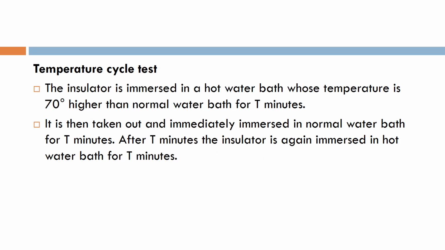Temperature cycle test. The insulator is immersed in a hot water bath whose temperature is 70 degrees Celsius, higher than the normal water bath, for 3 minutes. It is then taken out and immediately immersed in a normal water bath for 3 minutes. After 3 minutes the insulator is again immersed in hot water, and this is repeated to check.